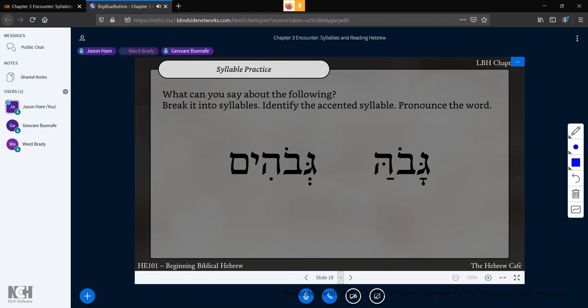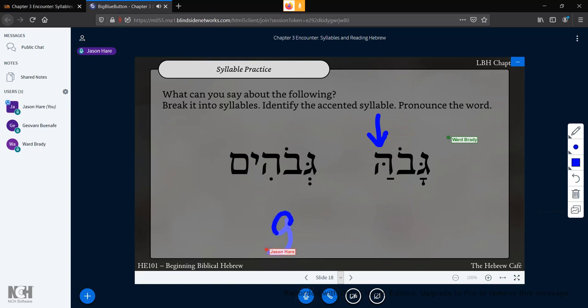All right, so the next word we have, I'll go ahead and tackle this one. It's two syllables. It's ga, voa. This syllable is closed. Why is it closed? Because that dot inside means that the hey here is acting as a consonant. So it's a closed syllable.